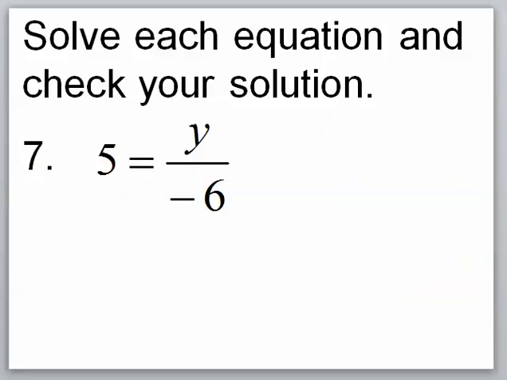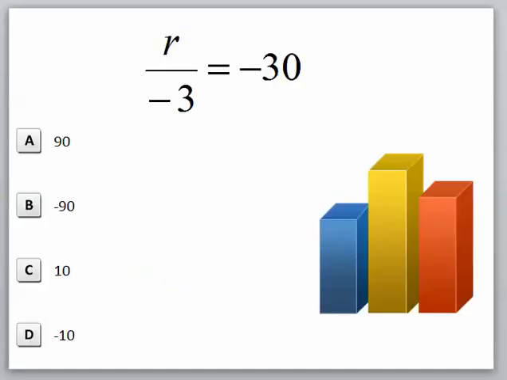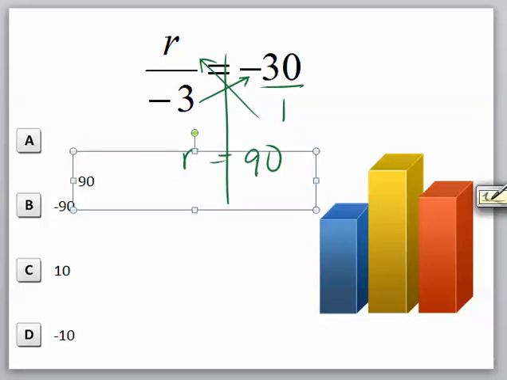I'm going to use the cross multiplying method more than anything because it's using the word terminology that I'm sure you've heard before, proportion. We have a fraction equals a fraction. If you cross multiply, you get y is equal to negative 6 times 5, which is negative 30. The next problem, again, it's really easy when you just use that cross multiplying method. You've got 1 times r, which is r, and negative times a negative is a positive 90. So the answer is A.